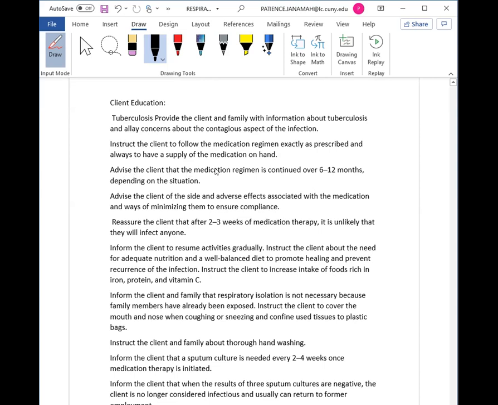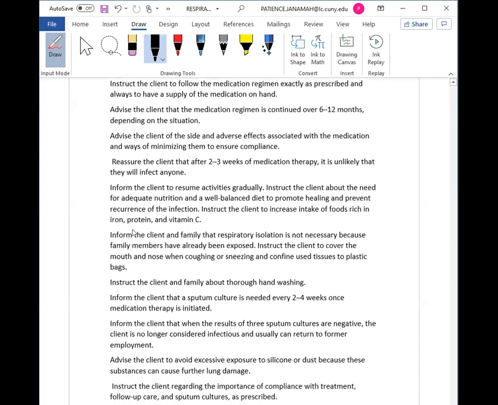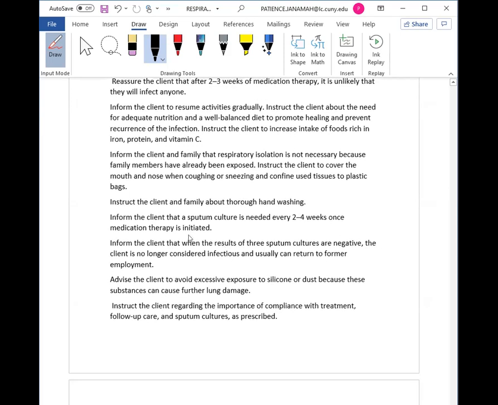Okay, so I advise the client that the medication regimen is continued over 6 to 12 months, depending on the situation. Advise the client about the side effects associated with the medication and ways of minimizing them to ensure compliance. Reassure them that after 2 to 3 weeks of medication therapy, it is unlikely that they will infect anybody. So this is a point I wanted to make. Of course, you want to instruct them about nutrition, which is very important, and inform them about exposure.